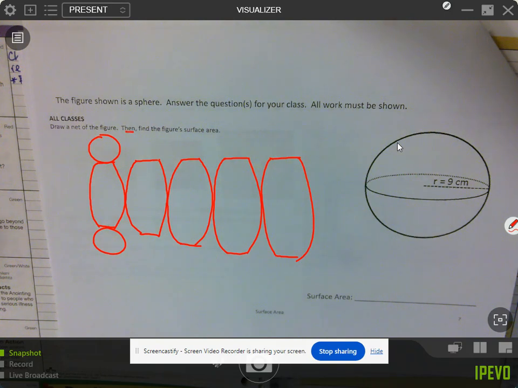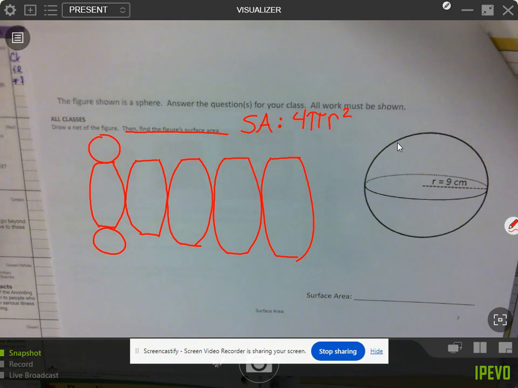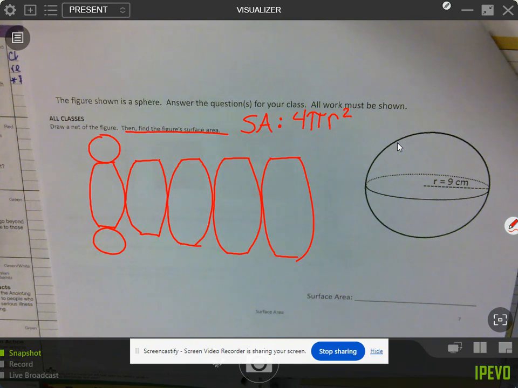Second thing we have to do is find the figure's surface area. So you need to know the formula for the surface area of a sphere. It is 4 times pi times r squared. So 4 pi r squared. That's what we need to do in order to find our surface area.